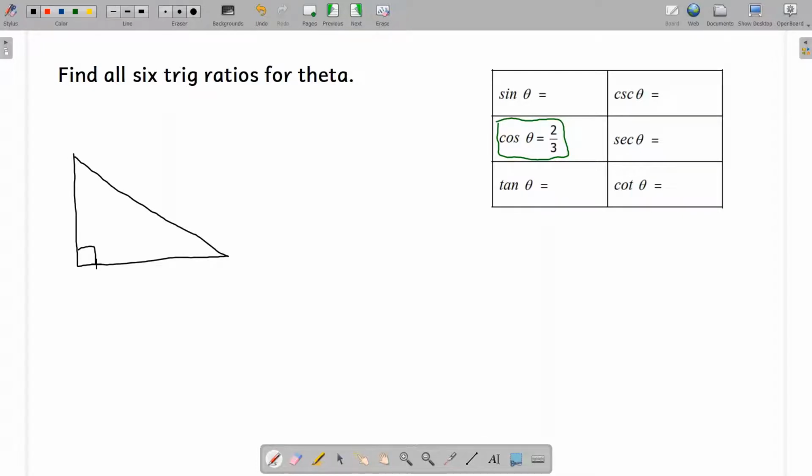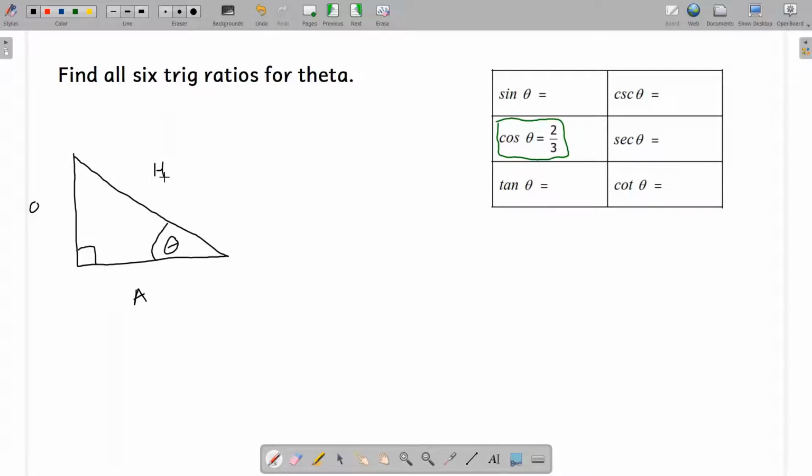Now, since I'm drawing this picture, I get to pick which angle that's left here is going to be my theta. So I'm going to pick this angle down here. We're going to say that this is theta. Now, if that angle is theta, this is my opposite side, this is my adjacent side, and this is my hypotenuse. Now, cosine is the adjacent side over the hypotenuse. We know for this problem that that's 2 over 3.